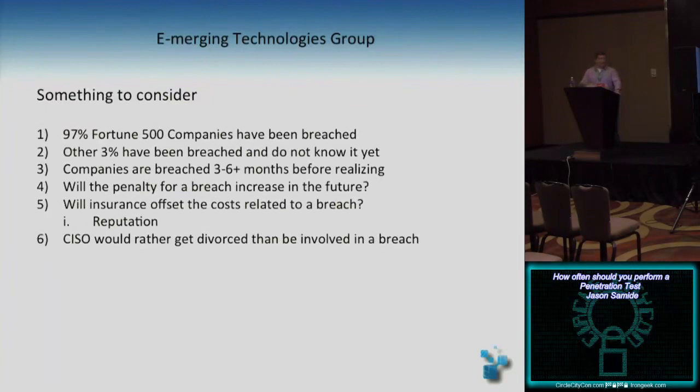Some fast facts here for you. 97% of all Fortune 500 companies have been breached, and the other 3% have, they probably don't know it yet. And typically it's 3 to 6 plus months before they realize that they've been compromised. So some sort of malware has been embedded into their network for anywhere between 3, 9, 24 months, as we saw in that recent article where the U.S. indicted those Chinese nationals. That's 2 years that they had no idea.